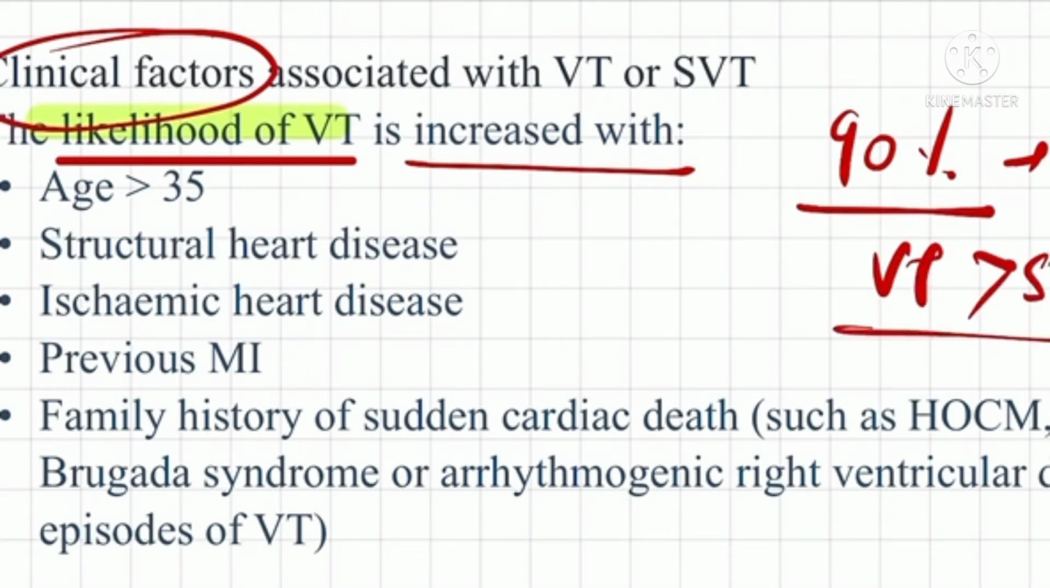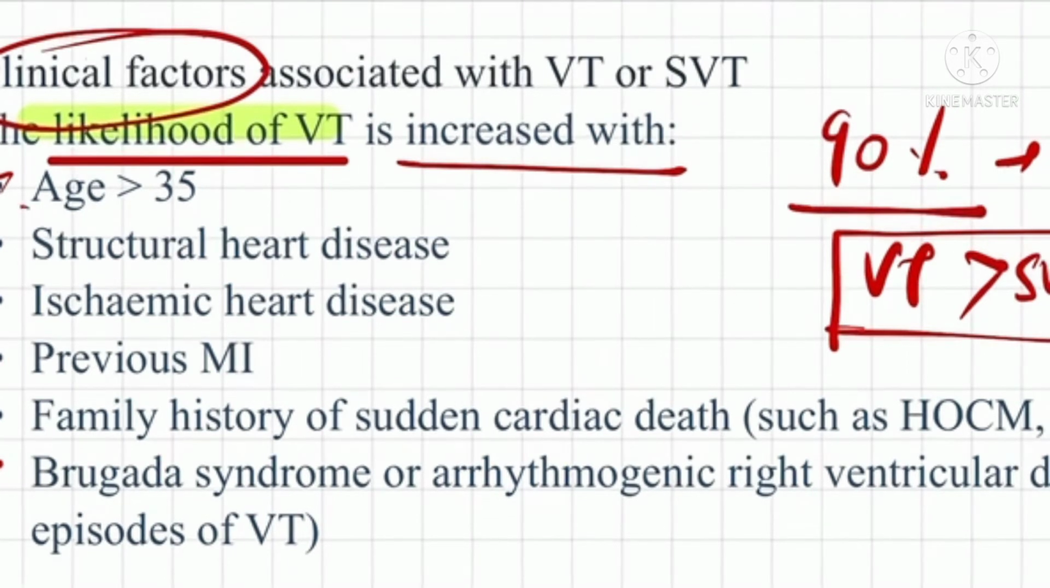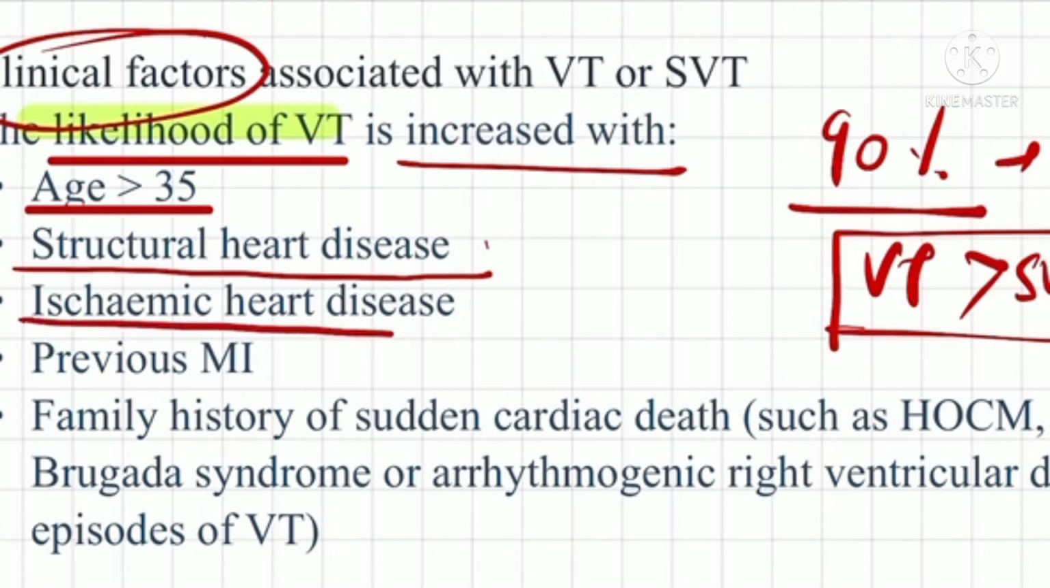We are differentiating on the basis of these features, either VT or SVT with aberrancy. If these 4 to 5 features are met, then we suggest the more likely, or 90% chance, the patient will be VT. First is the age more than 35 years. Patient is older. Second, any structural heart disease, any cardiomyopathy. Third thing is ischemic heart disease.